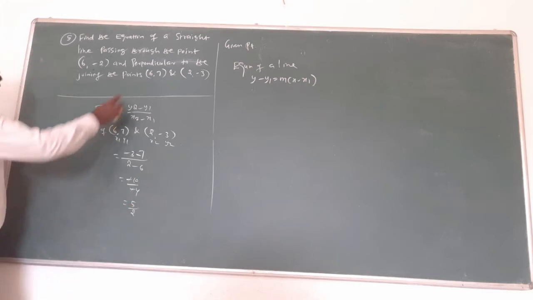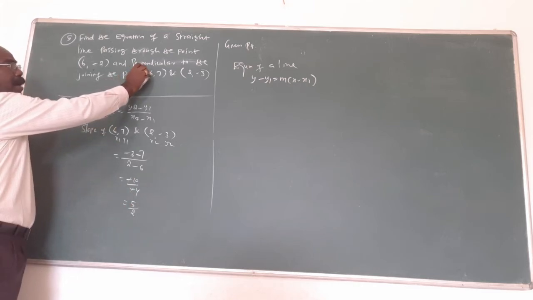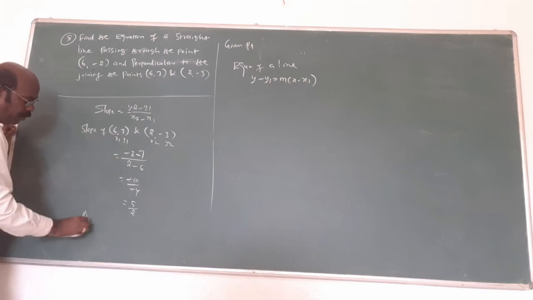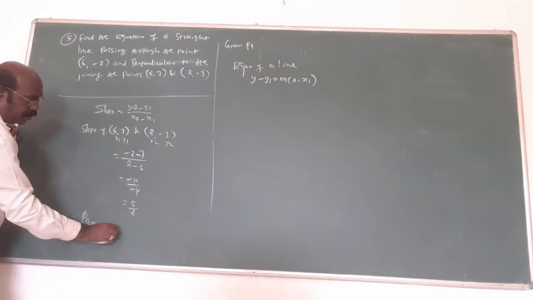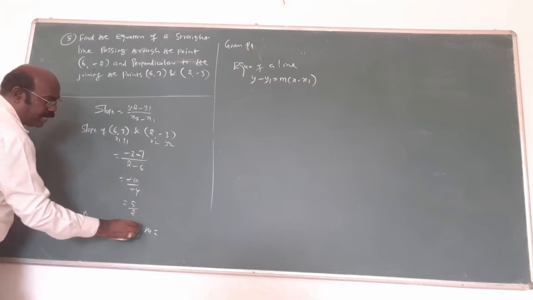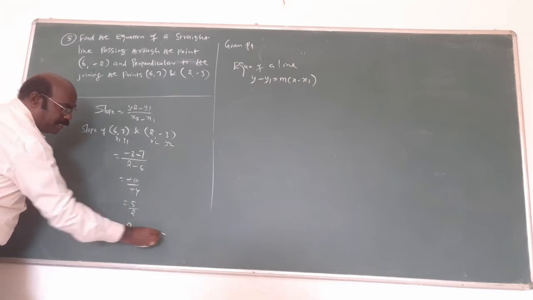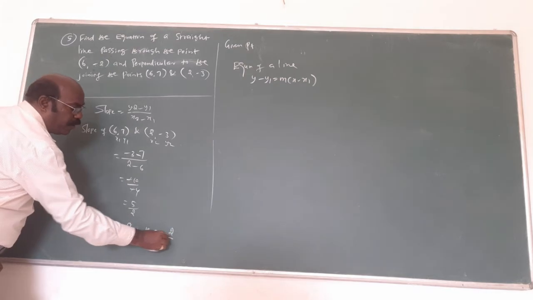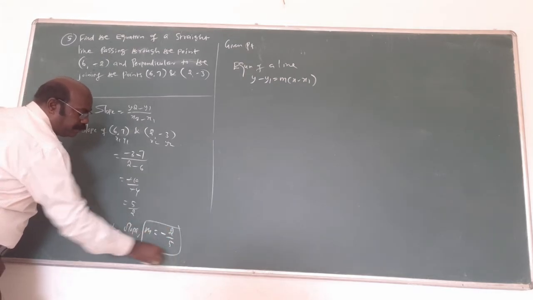Now what? What is the word here? Perpendicular. Therefore, perpendicular slope m equals, change the sign. Now the sign is plus, minus. This is what? 2 by 5. This is called the rule.